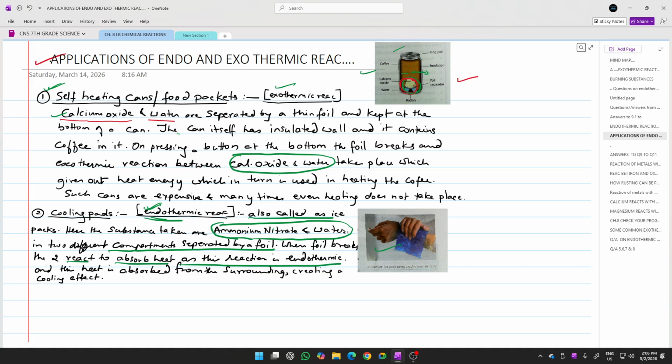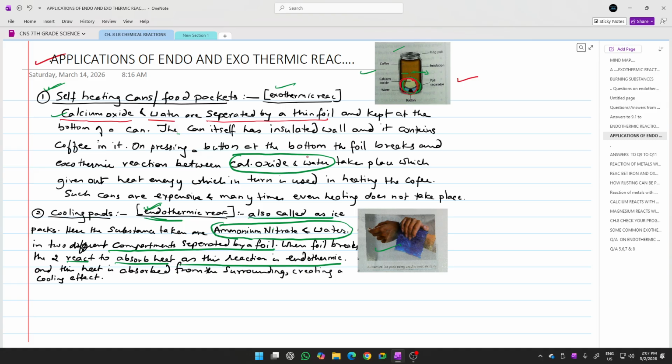At the lower side of the can, you will find an arrangement wherein this calcium oxide and water are kept separated by a thin foil, at the bottom of the can. The can itself has an insulated wall. Insulated wall means no heat energy can escape nor enter into this can. So the walls of the can are insulated and it contains coffee in it. In the remaining part of the can, you can keep coffee or tea, right?